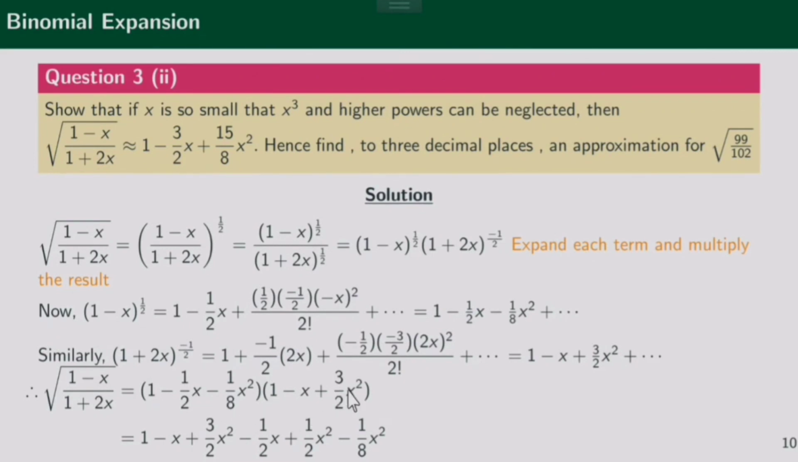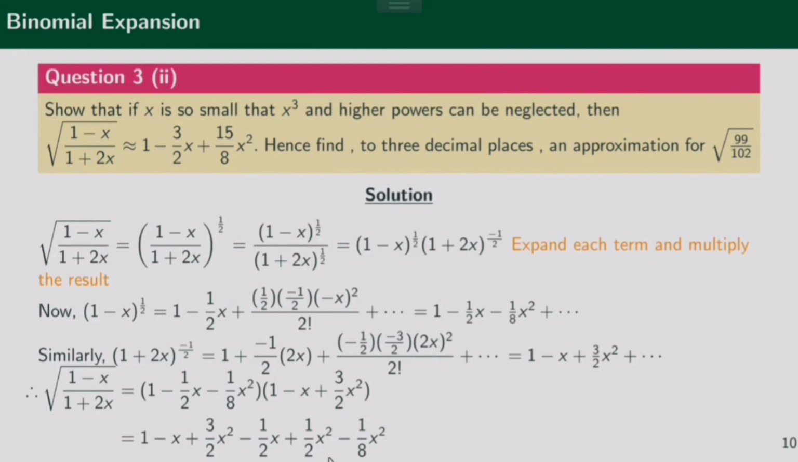Multiply x times x squared gives me x cubed, which we have been told to neglect, all powers of x cubed or higher. So that is why I've ignored that term. Negative 1 over 8x squared times 1 gives me negative 1 over 8x squared. Negative 1 over 8x squared times x gives x cubed, and I ignore it. Negative 1 over 8x squared times 3 over 2x squared gives x fourth, I ignore it. So this is the expansion after ignoring all powers of x cubed or higher, this is what I get.